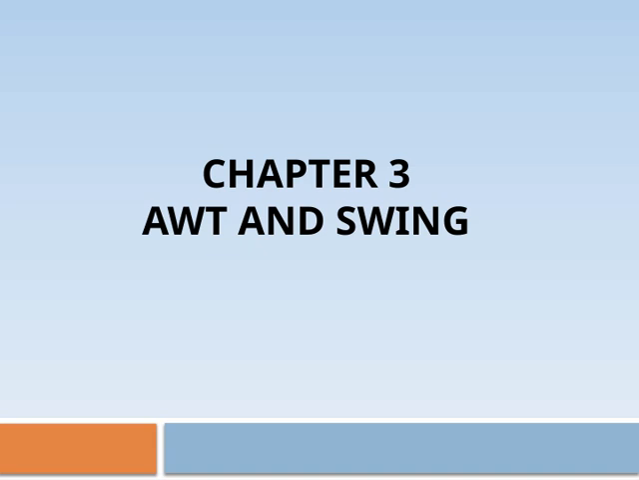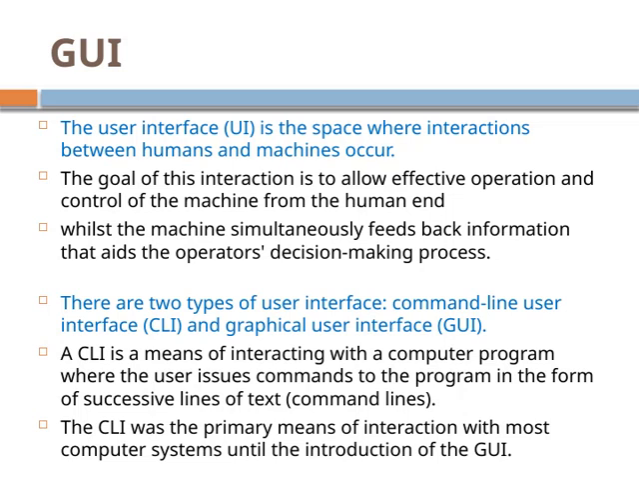We'll be exploring Chapter 3, focusing on AWT and SWING. This is a fundamental part of understanding Java's graphical user interface components. Over the next few slides, we'll cover the basics, compare AWT and SWING, and discuss their uses and differences. Let's get started. Let's take a closer look at the GUI, or graphical user interface.